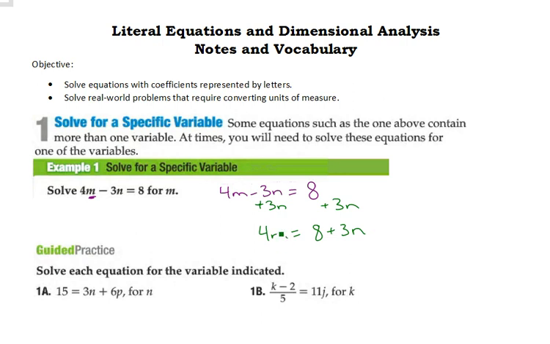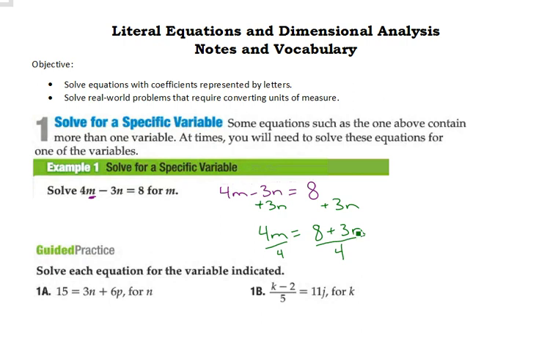Again, I'm focusing on this m. I have to get this m by itself. So I'm going to read this as 4 times m. How do I undo multiplication? I'm going to divide by 4. Over here, I have to divide the whole problem by 4.